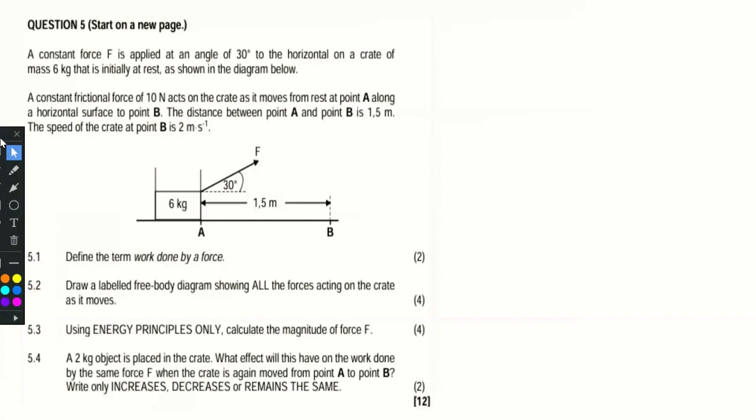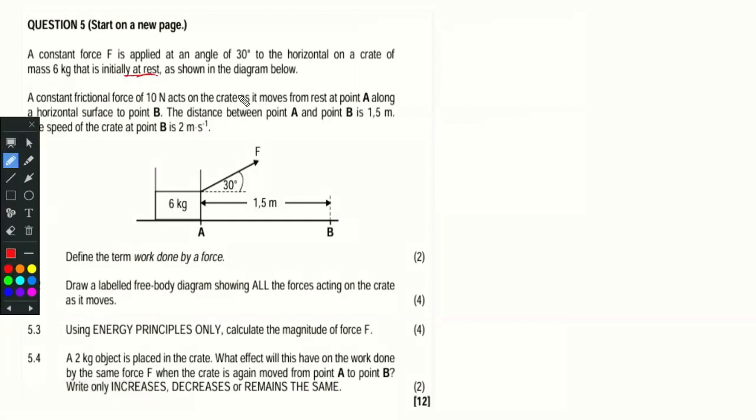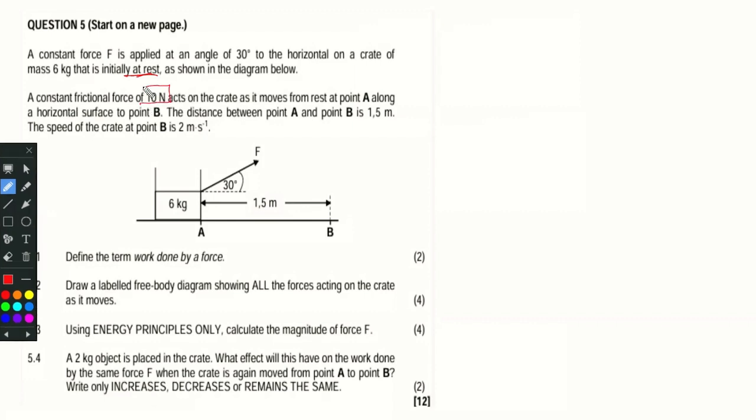Question 5. A constant force F is applied at an angle of 30 degrees to the horizontal on a crate of mass 6 kg that is initially at rest. Note that initially at rest means the initial velocity is 0. As shown in the diagram below, a constant frictional force of 10 Newton, so hallelujah, this time around we are given the frictional force, then acts on the crate as it moves from rest at point A along a horizontal surface to point B. The distance between point A and point B is 1.5 meters. The speed of the crate at point B is 2 meters per second.